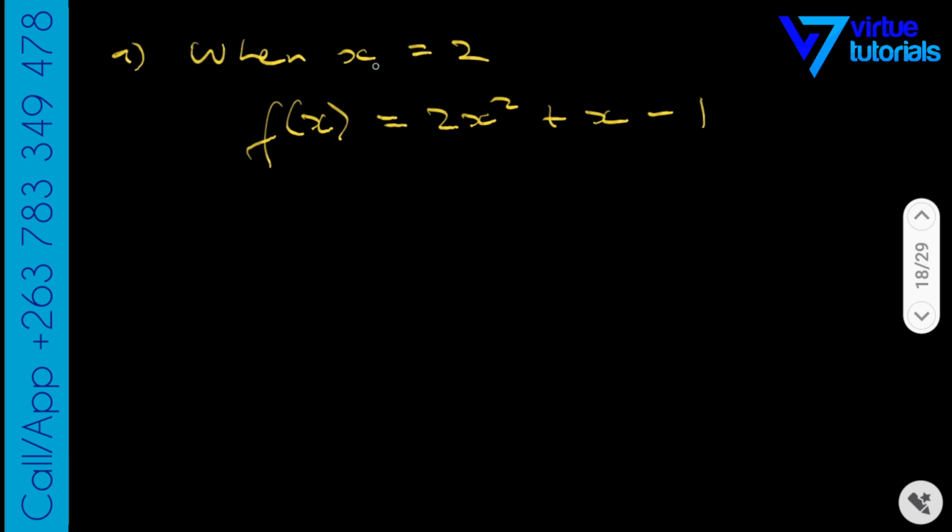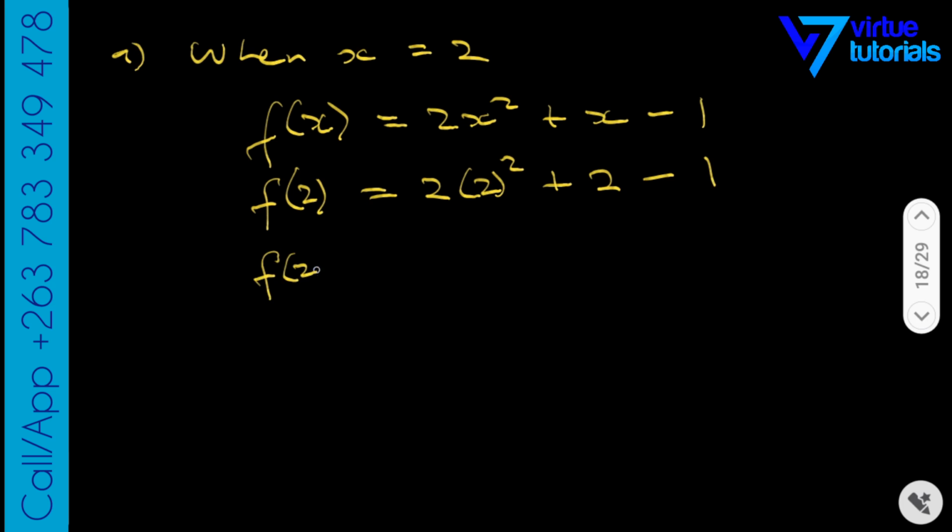So when x is equal to 2, all I have to do is go wherever there is x and put a 2. So there was an x there. So now f of 2 will be equal to 2, instead of x, I put a 2, plus, instead of x, I put a 2, minus 1. So when x is 2, I'm just going everywhere where there was an x, replacing my x with a 2.